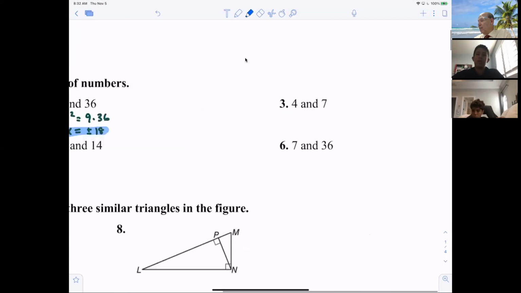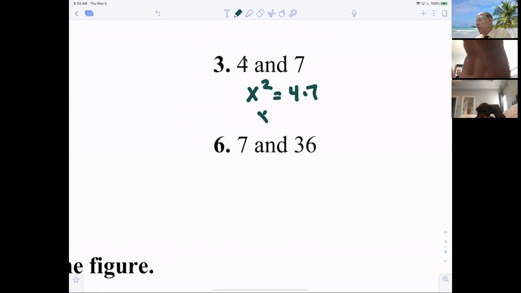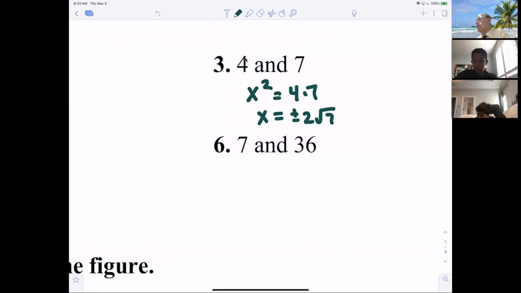All right, let's see how much fun we can have with number 3. We're going to say x squared equals not 28, we're just going to say 4 times 7. So we can say x is equal to what? Plus or minus 2 radical 7. Part of the reason why I don't just skip this altogether is because it gives me a chance to review square roots with you. Anybody have any questions with 2 radical 7?